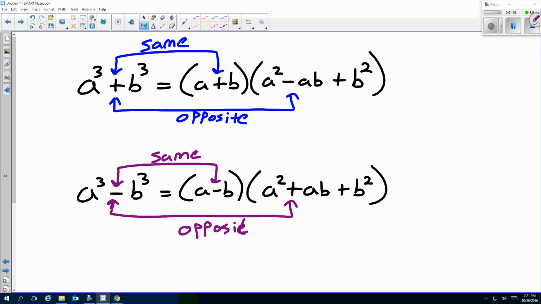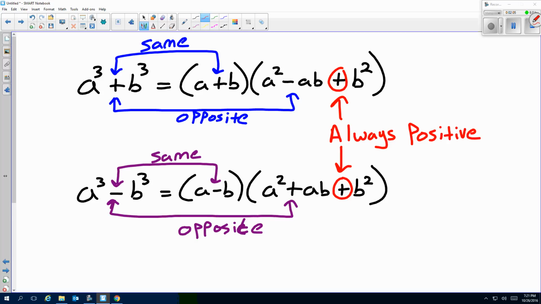Oh gosh, I forgot a cubed. And then this last sign, what do we notice about it? Well, this last sign is always positive, no matter what, okay? So this is going to be our formulaic breakdown of the difference of perfect cubes.